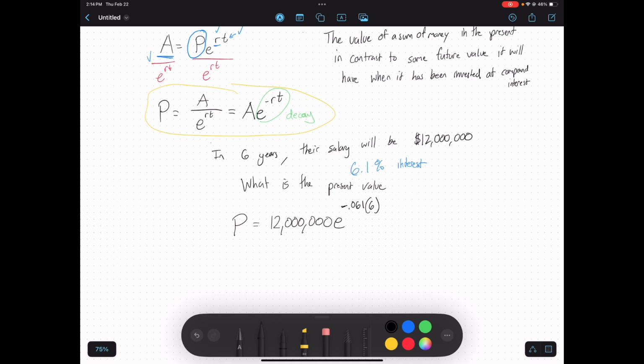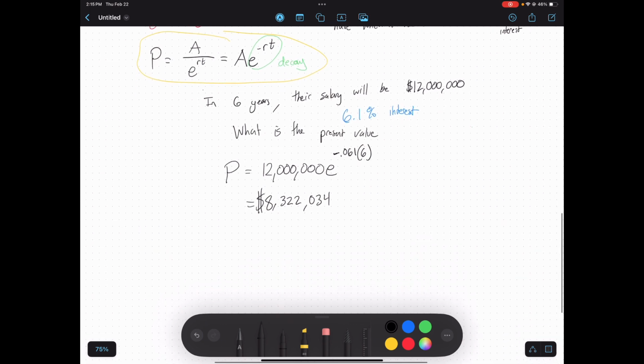6 years. And that's nice because now that I have it in my present value formula, I don't need to solve for anything. I can just plug this straight into my calculator and get a value out. And so when I do that, I get about 8,322,000. And if I round to the nearest dollar, I get about $34. Okay, so his salary in 6 years is worth about $8 million right now, because if he just got that right now and then invested it, that's what he would have in 6 years anyway.